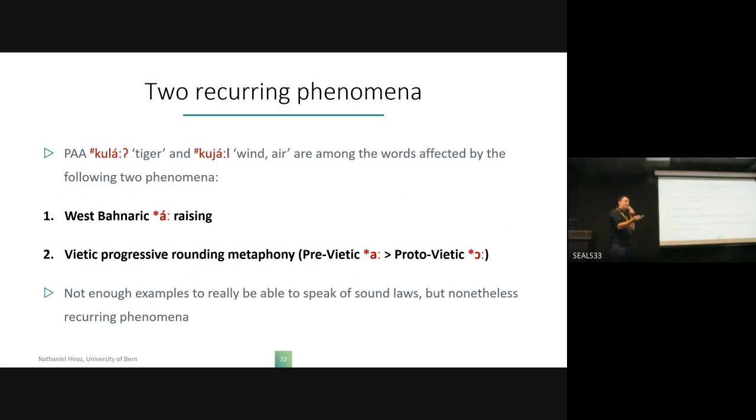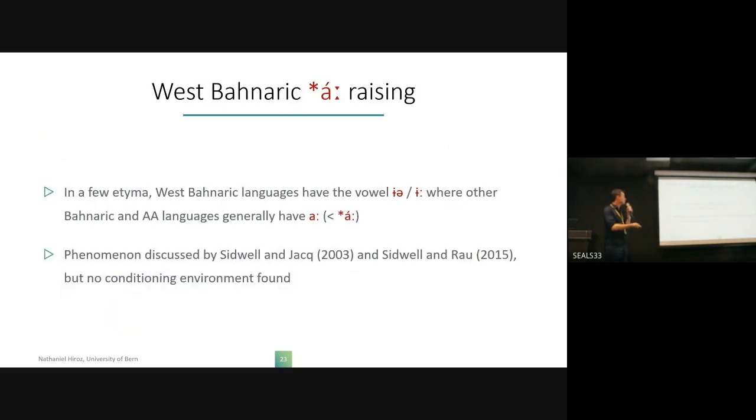They are among the words that are affected by two interesting phenomena. The first one is West Bahnaric raising, and the second one is Viedic progressive rounding metaphony, whereby a pre-Viedic *a becomes Proto-Viedic *o. Now, we don't have enough examples to really be able to speak of sound laws, but still, those are recurrent phenomena that we observe in a few words.